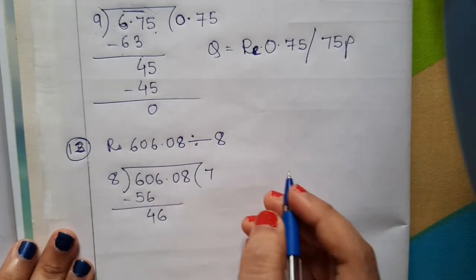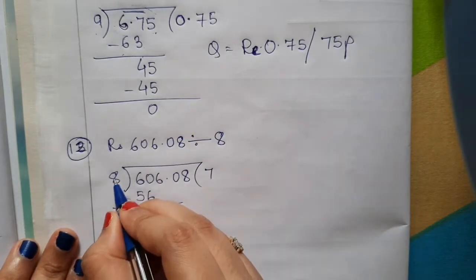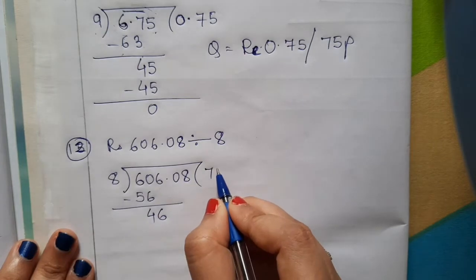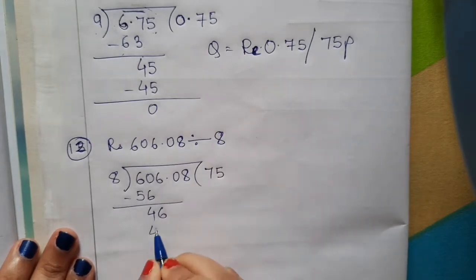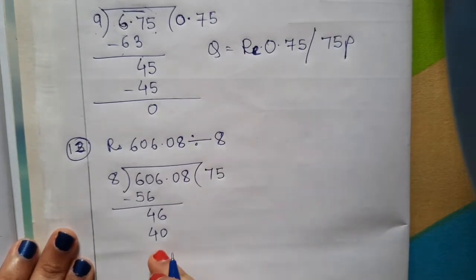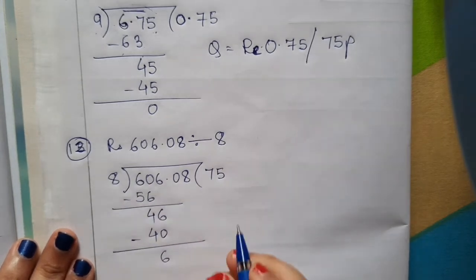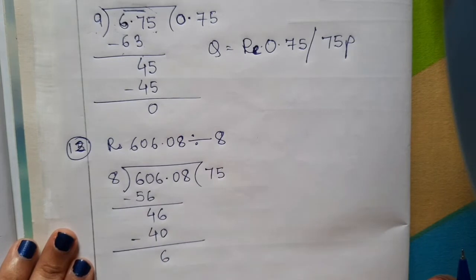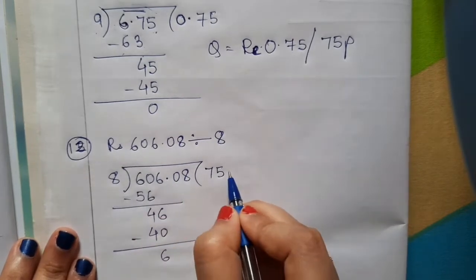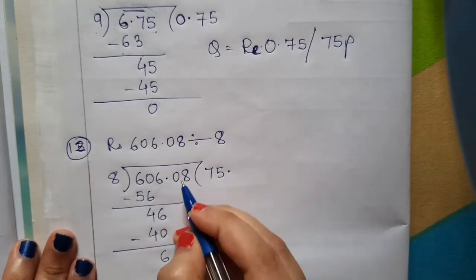8 fives are 40, 8 sixes are 48. So 8 fives are 40, because 8 sixes are 48, and 48 is greater. Minus 6. Now there is a point here, right? Before bringing this 0 down, what do I have to do? Yes, I have to take this point and also put a point here. Now bring the 0 down.